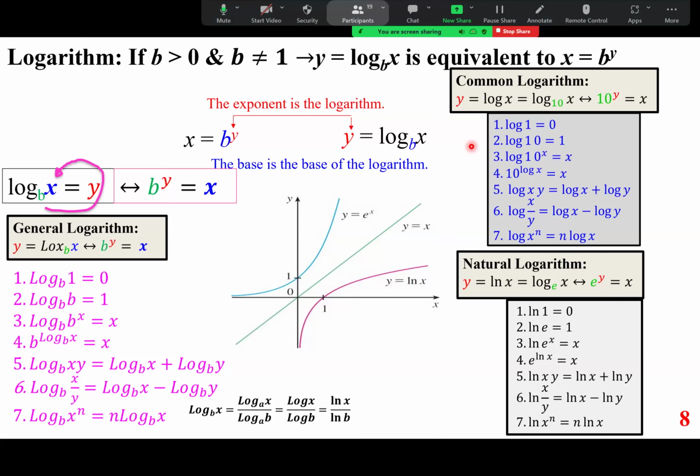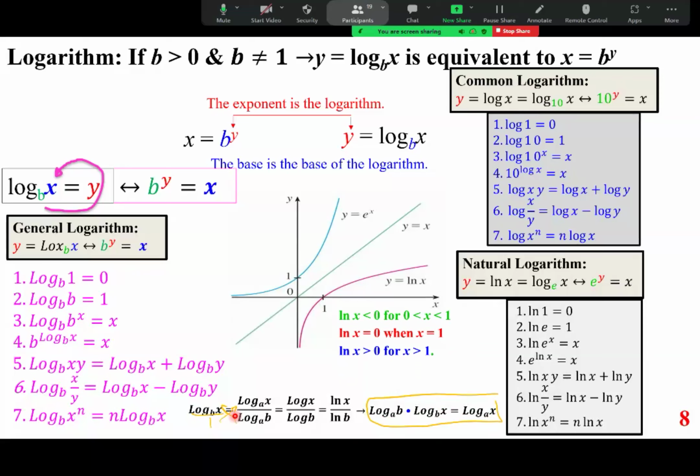Change of base formula: log x base b is log x over log b, with any base, for example, a. Obviously, we're going to choose either 10, common log, or e, natural log, because we can now calculate the answer using a calculator. We can estimate it. If you do the cross product here, you get log b base a times log x base b is log x base a. It's just a cross product of this.